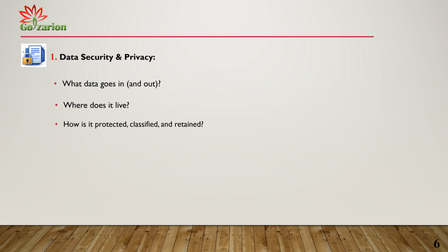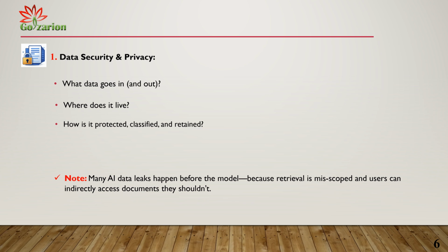If your retrieval layer can access sensitive HR documents or employee records, the model might summarize them, even if the users shouldn't see them. So we improve security by classifying data by source, enforcing access control at retrieval time, safe prompt logging, and clear retention rules. The key point is, many AI data leaks happen before the model, because retrieval is misscoped and users can indirectly access documents they shouldn't.